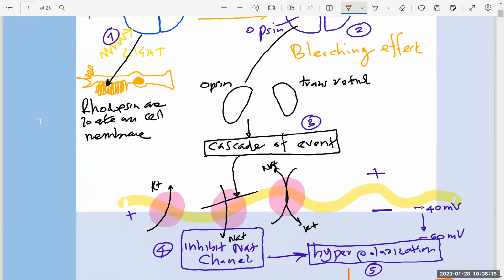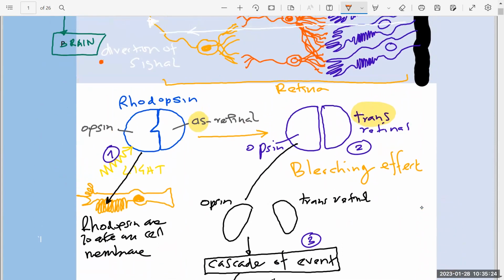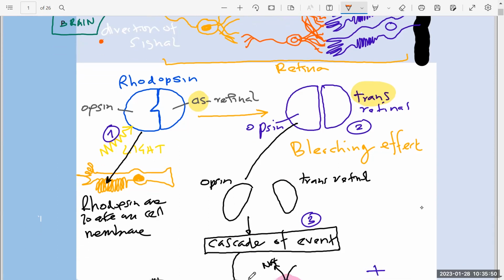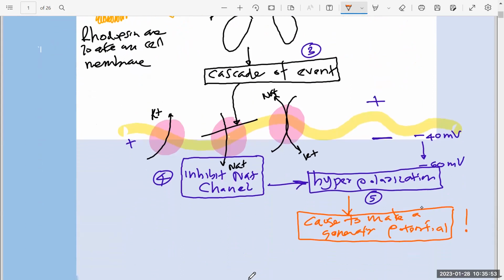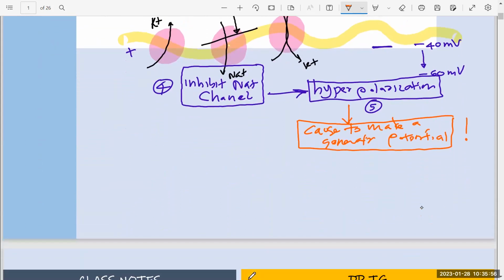Okay, now we will think in two different ways. One is, if you are asked a question in the exam and you have to write an answer, you need to write the basic steps. The light is absorbed by the rhodopsin, then cis-retinal converts into trans-retinal, then opsin and trans-retinal separate. After separating, it creates a cascade of events. This cascade of events closes the sodium channel.